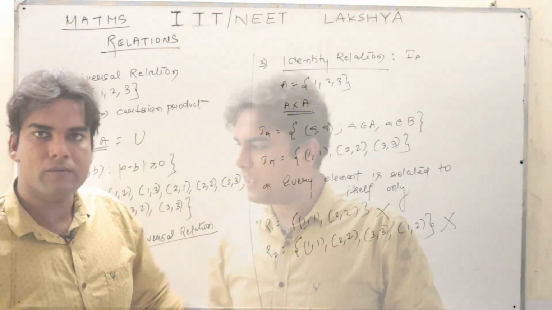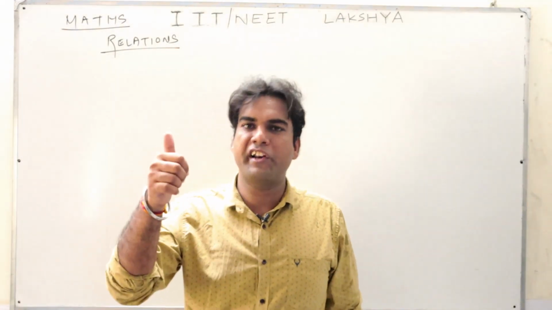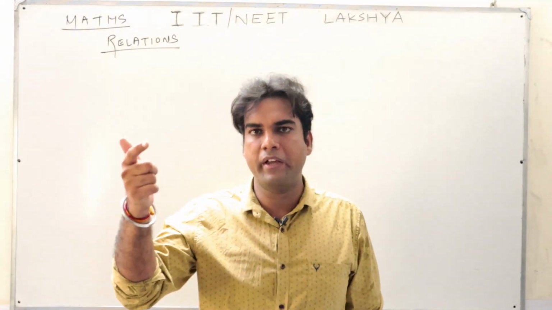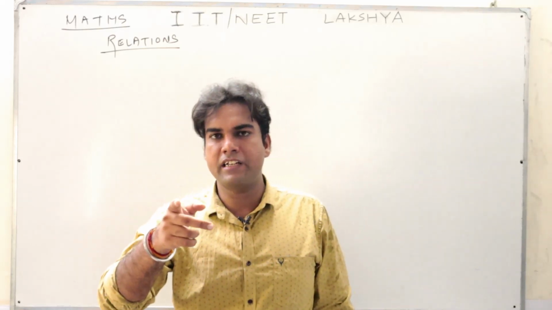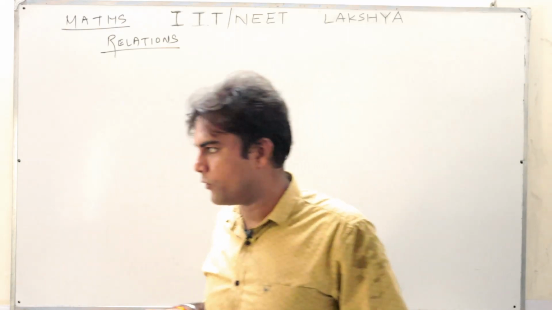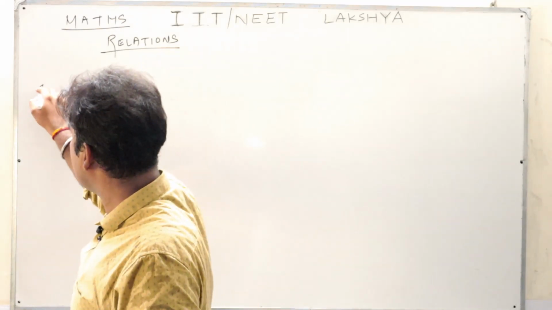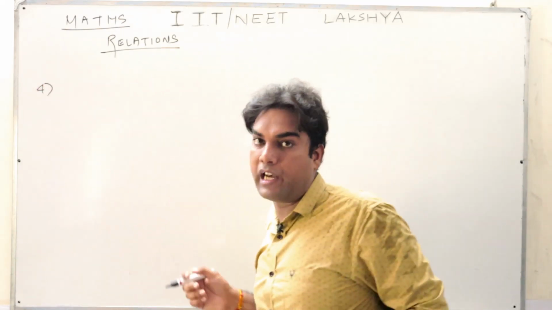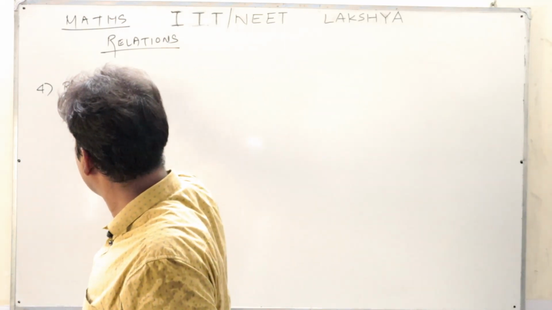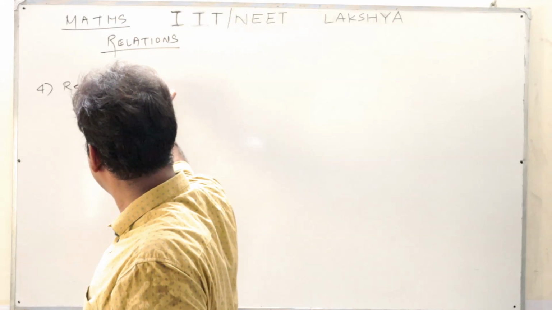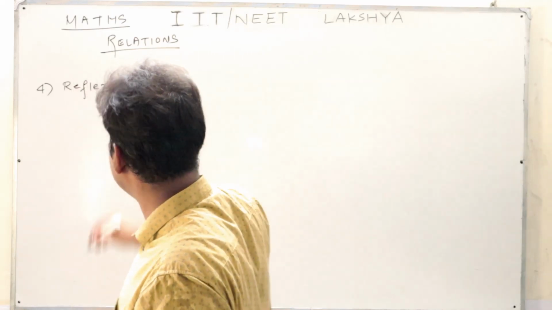So we have seen 3 types of relations: void relation, phi; universal relation, A to A, which is your Cartesian product only. And we have also seen identity relation, where every element should be related to itself only. Now the most important of all of them, relations 4, 5, 6: reflexive relation. Let us try to understand reflexive relation.